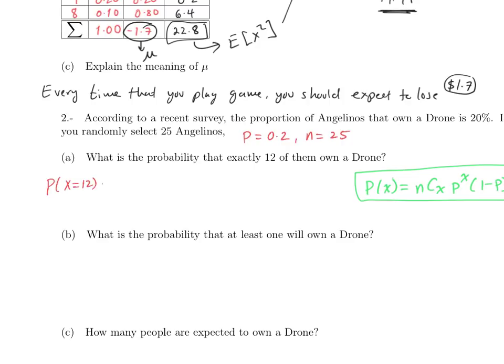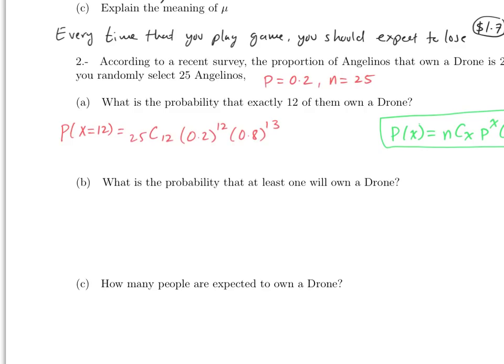So the question is, how much is this? If we plug it into the formula, this is 25 choose 12, times 0.2 to the 12 power, times 0.8 to the 13 power. Remember that this plus that has to add to 1, and this plus that has to add to n. And you can leave the answer like this. There's no need to go any farther on the test.